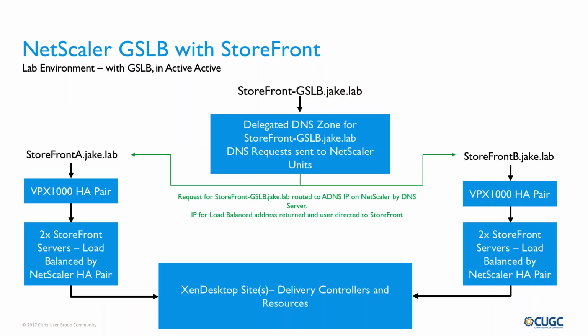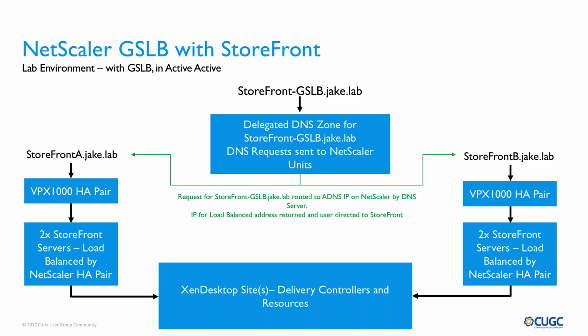So the lab environment can be configured in two ways. You can either go with an active-active route, or you can go with an active-passive route. So in active-active, what we've essentially got is our storefront-GSLB URL. That's what people will be using to access. That's delegated as a DNS zone to the NetScalers. So when you open up a client web browser and type that URL in, your DNS request is routed to the NetScaler. The Windows DNS server doesn't respond to that.